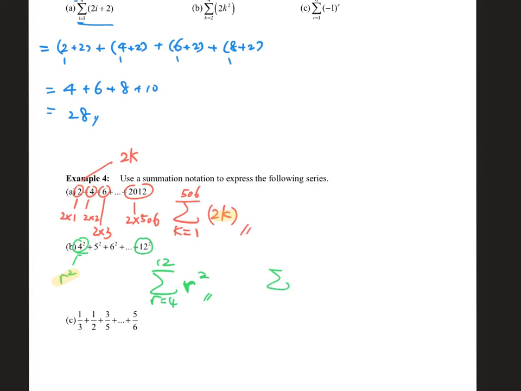Some of you, if you insist to use r starting from 1, then in order to get a 4 at first, it should be r plus 3, bracket squared. So this is another way to present summation of 4 squared, 5 squared until 12 squared. But in this case, if you use r starting from 1, 12 would be 9 plus 3. So that's why the summation ends at 9. I leave it for you.